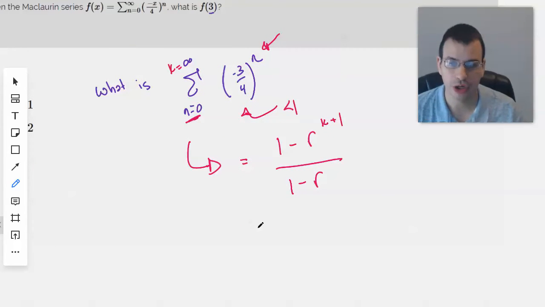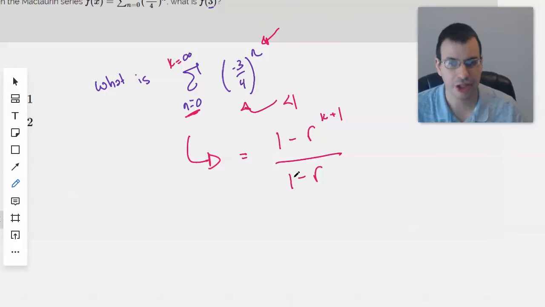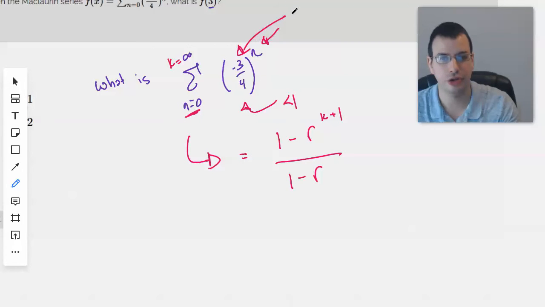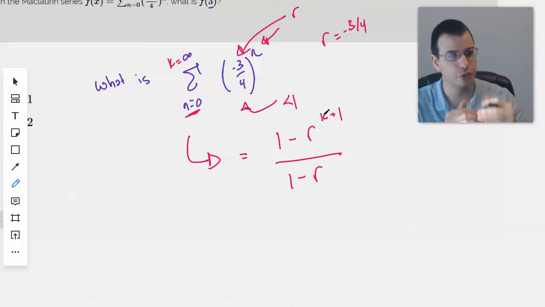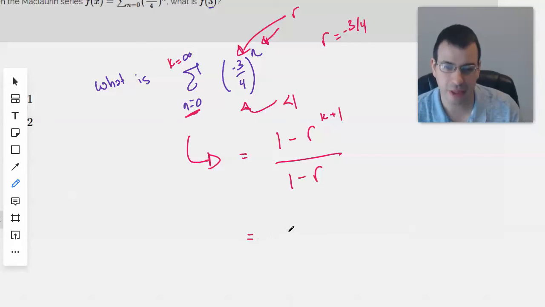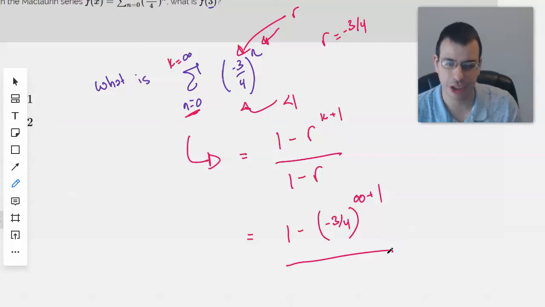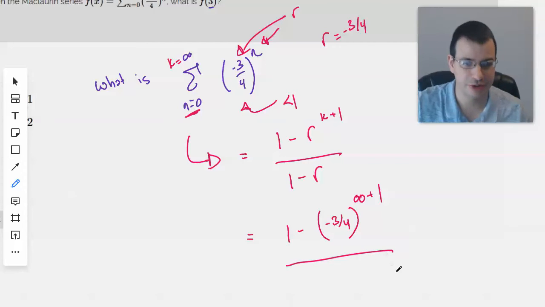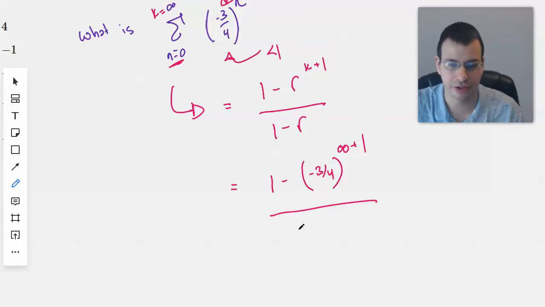So what we're going to do then is, and then this r is negative 3/4. So r is the ratio, it's the ratio that's being raised to a power over and over again. And so what we get then is 1 minus negative 3/4 to the infinity plus 1, all over 1 minus negative 3/4. I know the notation, complete abuse of notation. That's okay. We'll get over it. Well, I will at least.